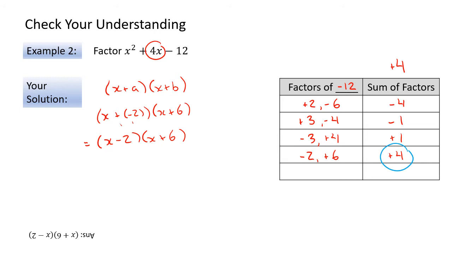Okay? So after you figure out the factors, you simply go from here to here. All right? Again, this is the example where the coefficient behind the squared term is 1. Okay? There are additional steps when it's not 1.